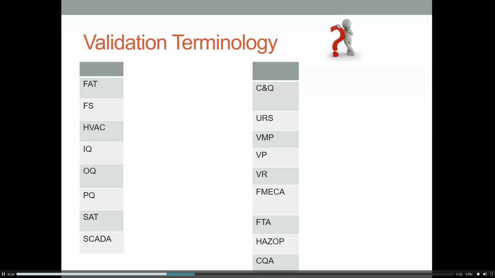These are some of the terms that you might be familiar with from validation terminology. I'd like you just to pause the presentation there for a minute and see how many of them that you're able to identify.